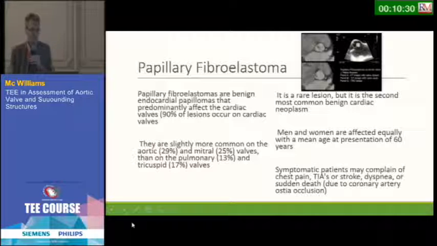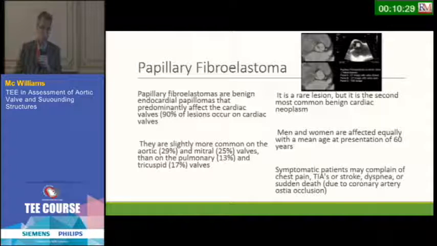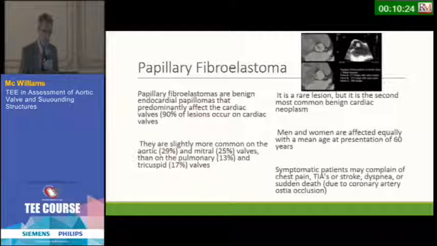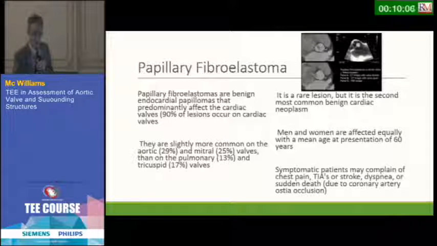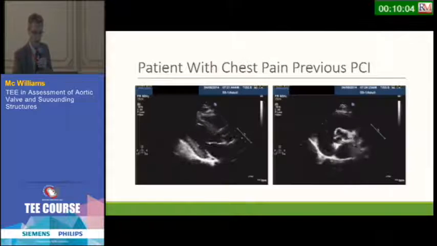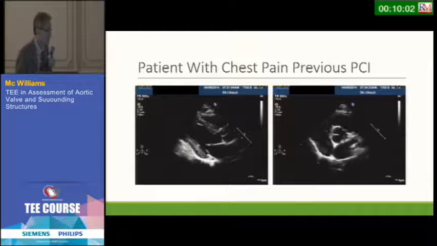Again, papillary fibroelastomas are histologically benign, but they may be malignant because of their position. More common on the aortic and mitral valves than in the other valves. It's a rare lesion, but the second commonest benign heart lesion after myxoma, often present in males and females after the age of 60. And we worry about embolic phenomenon, but they can also cause sudden death due to coronary ostial occlusion.